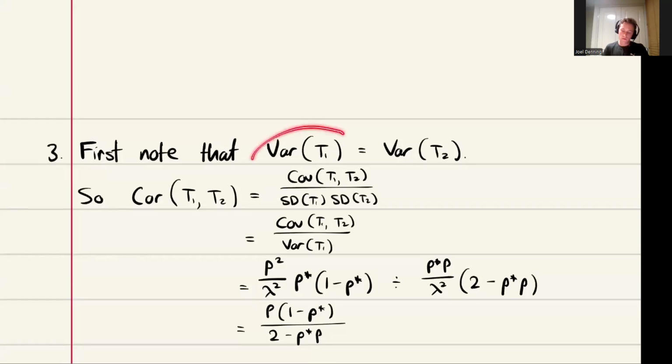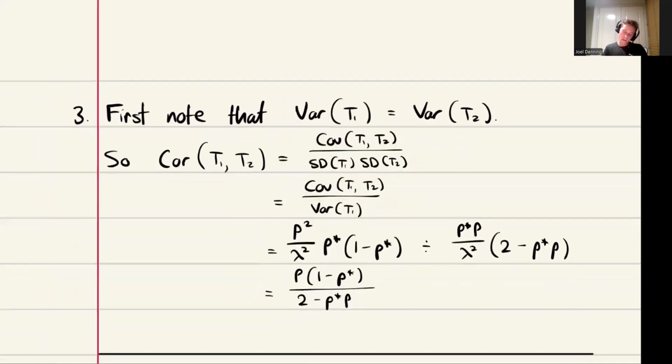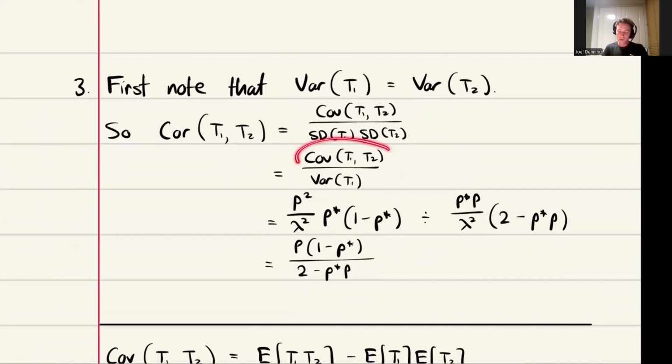So note the variance of T1 equals the variance of T2, and that's just going to help us when we write the correlation, which is equal to the covariance between the two over the standard deviations, which will just become the variance of one of them. Okay, so now again, like before, we just need to find out what those two values, the covariance and the variance, are.